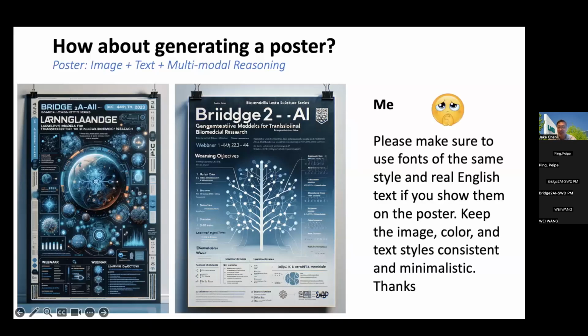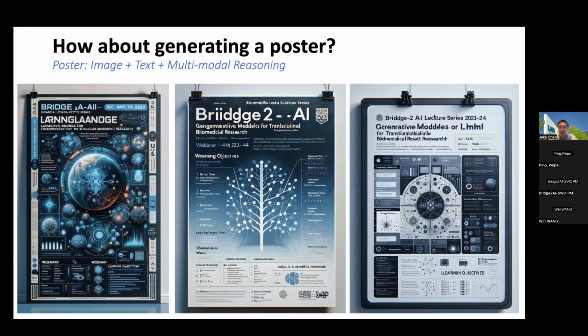And for the third and the last time, I said, please make sure to use fonts of the same style and real English text if you show them on the poster. Right? I was demanding to keep the image, color, and text styles consistent and minimalistic. I even put the prompt according to proper prompt engineering to be very polite and say thank you. And here's what it generated. It does look better, and there's textual portion and image portion, but somehow I continued to be disappointed as all of you are now.